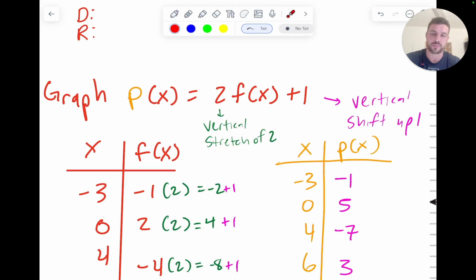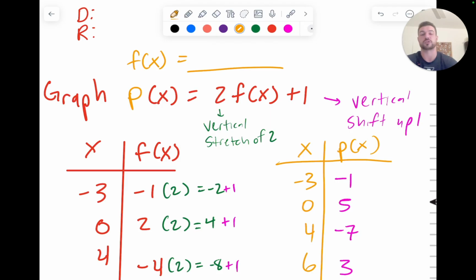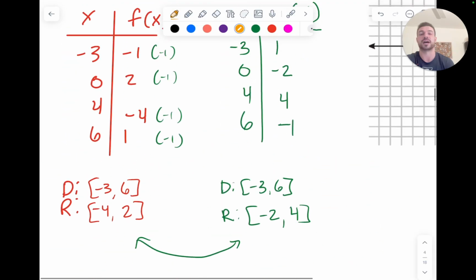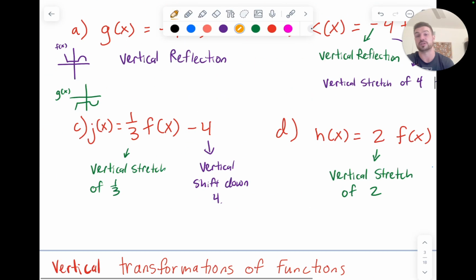Now in this case, remember, f of x isn't just our outputs, but f of x is some function somewhere that we don't really know what the equation is, but what we do know is what we call our parent function, or the original. If you were to take away all of these transformations, you get the original function, and that's why we call it the parent.